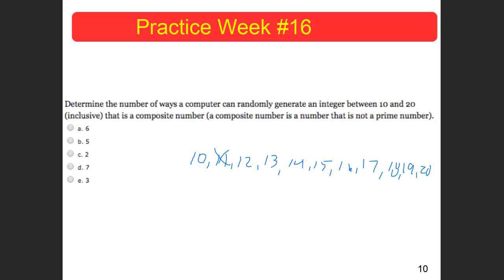Well, 11 is prime, 13 is prime, 17 is prime, 19 is prime. So I've got 1, 2, 3, 4, 5, 6, 7. There are 7 ways a computer can randomly generate an integer between 10 and 20 that is a composite number. All right.